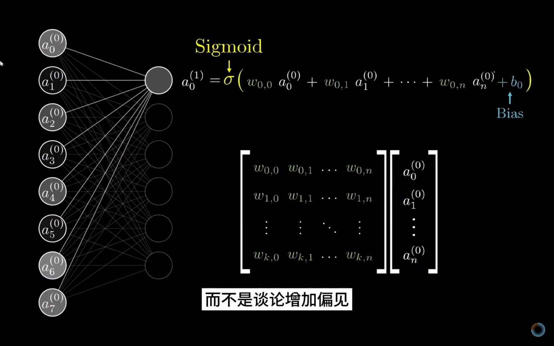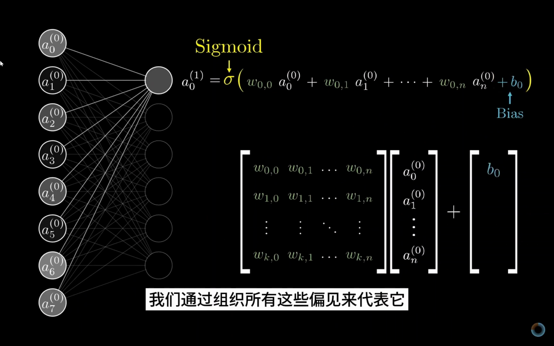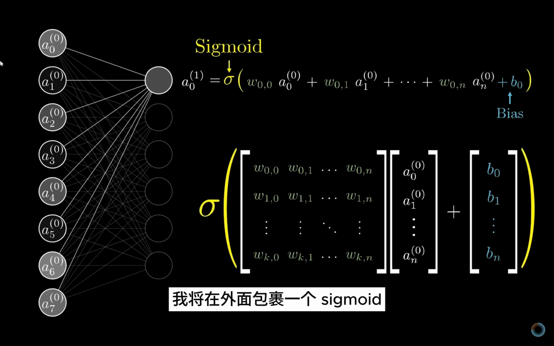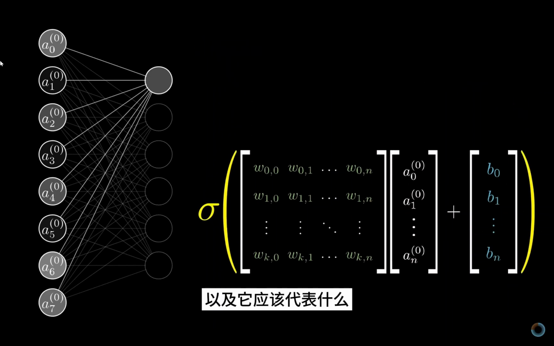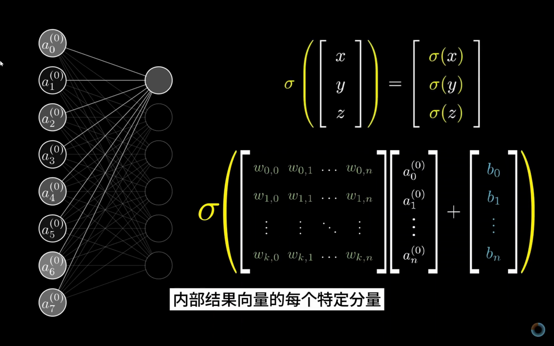Back to our expression, instead of talking about adding the bias to each one of these values independently, we represent it by organizing all those biases into a vector and adding the entire vector to the previous matrix vector product. Then as a final step, I'll wrap a sigmoid around the outside here. And what that's supposed to represent is that you're going to apply the sigmoid function to each specific component of the resulting vector inside.